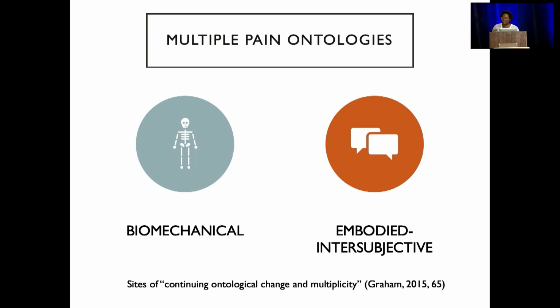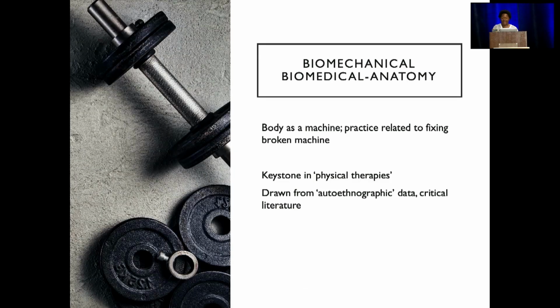So the other two ontologies that I picked up on in my data were biomechanical and the embodied intersubjective, because according to Graham, this was not like there's six of them and we're done now. This will be something that's continually changing and in flux. Now, in a room full of people who might have had training in biomechanics, this was really present for me.